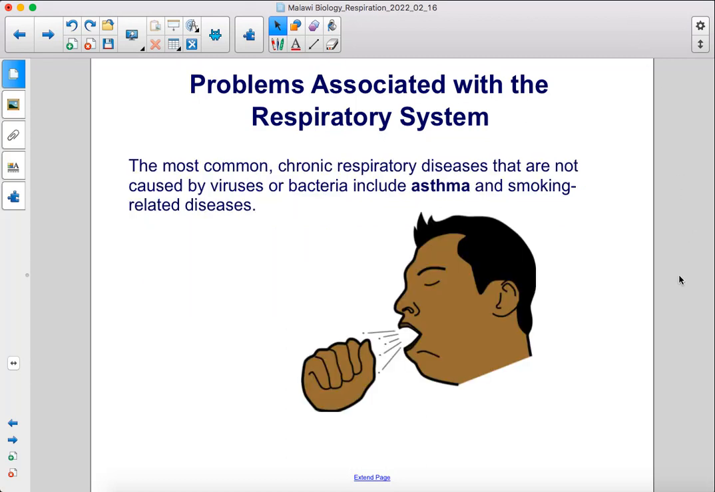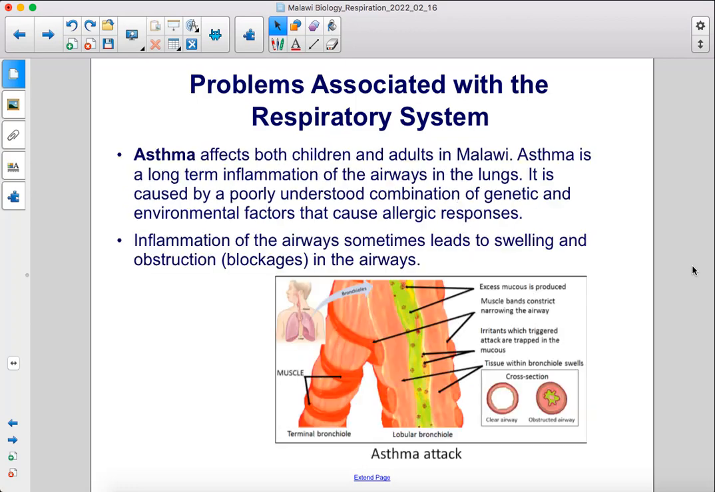The most common chronic respiratory diseases that are not caused by viruses or bacteria include asthma and smoking-related diseases. Asthma affects both children and adults in Malawi. Asthma is a long-term inflammation of the airways in the lungs. It is caused by a poorly understood combination of genetic and environmental factors that cause allergic responses. Inflammation of the airways sometimes leads to swelling and obstruction in the airways.